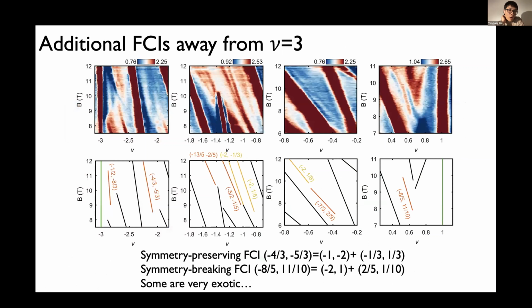We have also looked at other regions of the filling factor and magnetic field, and observed a number of other fractional Chern insulators that are marked by all these red lines. Some of them we can explain the same way as what I described to you. Some of them require us to invoke some symmetry, the fractional Chern insulator living on a symmetry breaking charge background. And some of them we can't really make sense of. What we can say at the moment is that they are there.